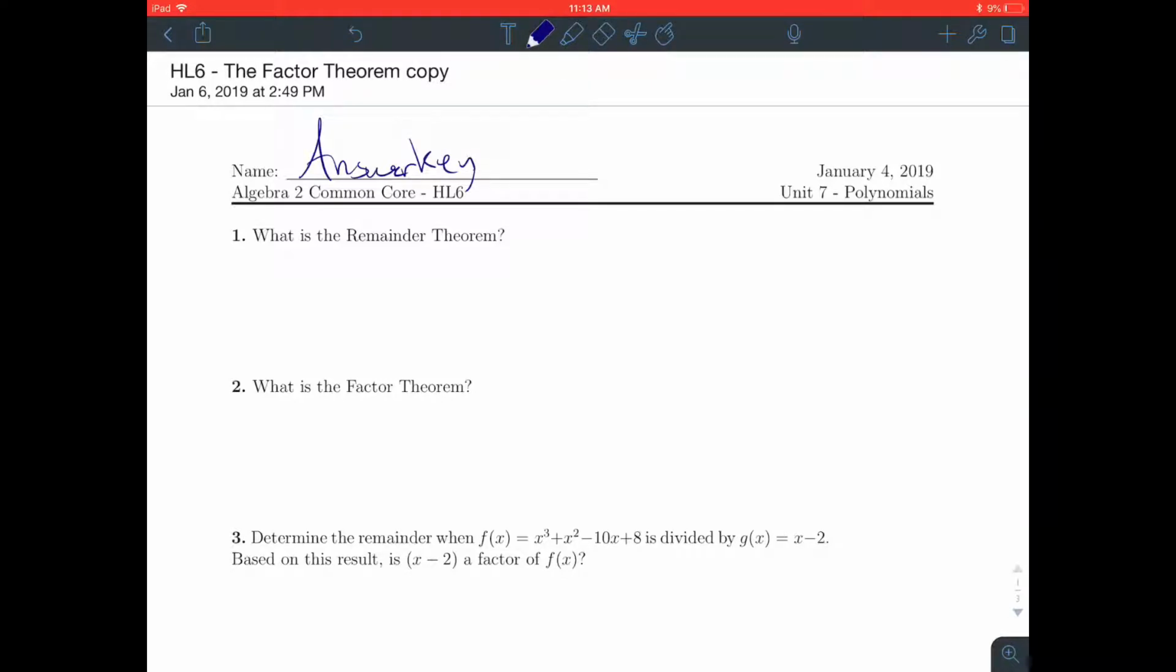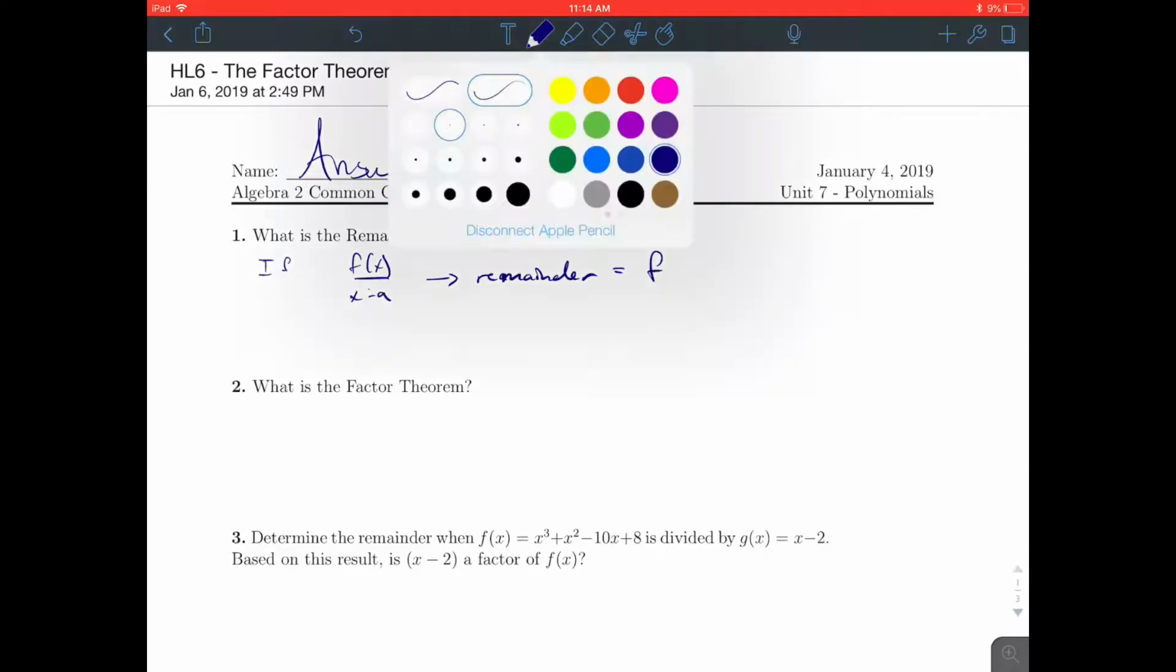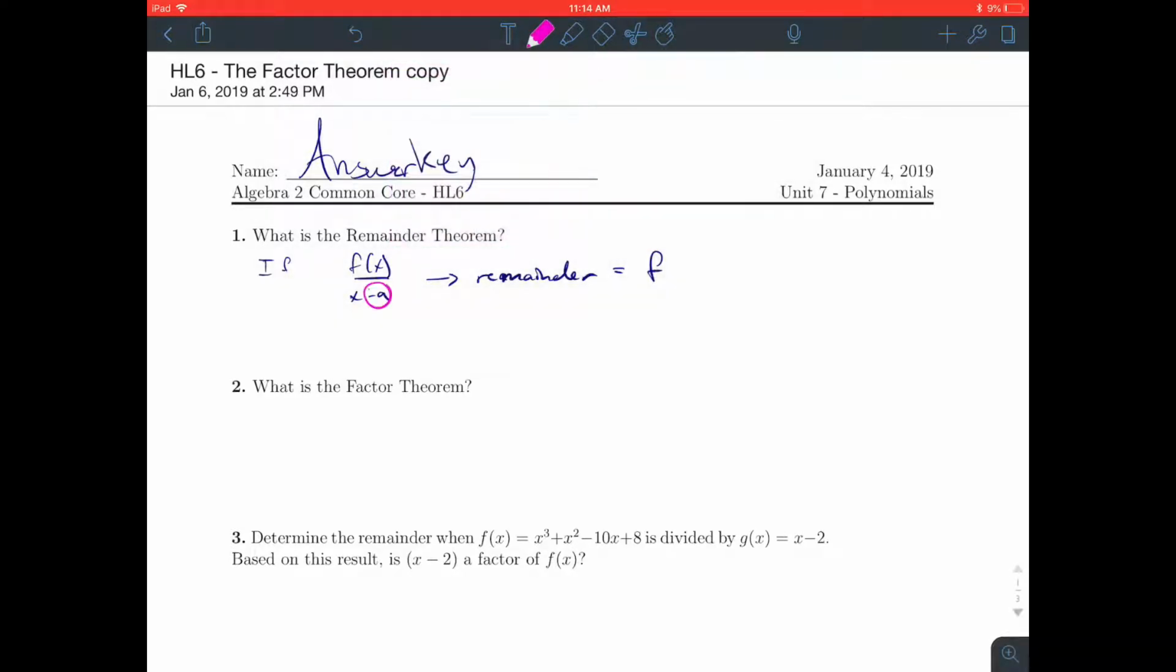So, what is the remainder theorem? The remainder theorem says that if you do f of x divided by x minus a, the remainder will be equal to what you get when you plug the opposite, a, into the function f. We've seen that it's a really nice shortcut when you just want to know the remainder.